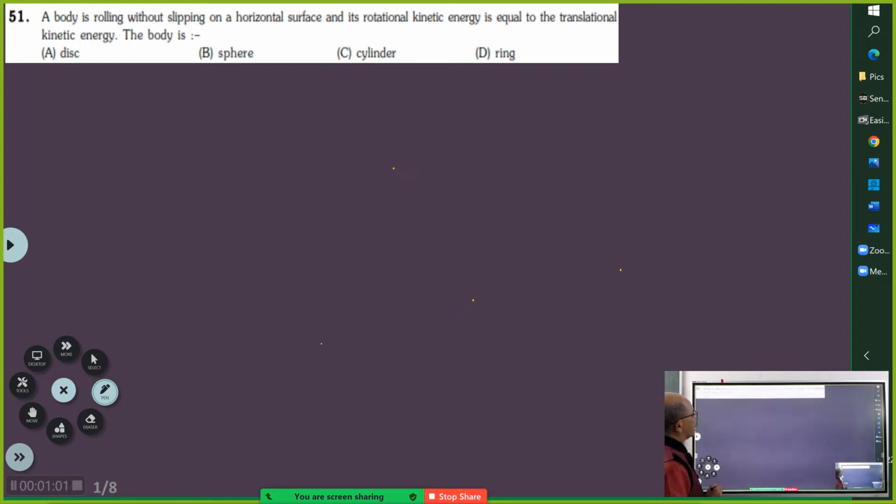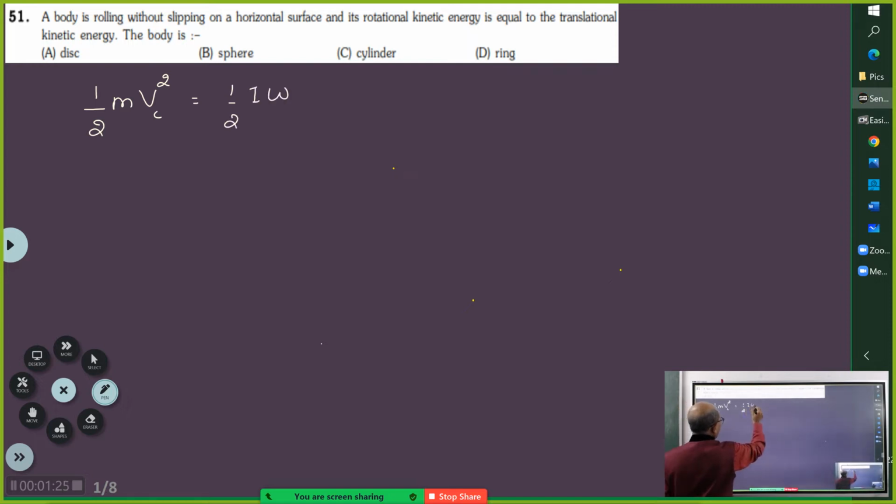So, rotational kinetic energy is equal to translational. I think all of you can visualize this problem, right? So here, half m Vc square, where Vc is the center of mass velocity, that is the translational kinetic energy, is equal to the rotational kinetic energy. So this is what the problem says. The next part should be simple.